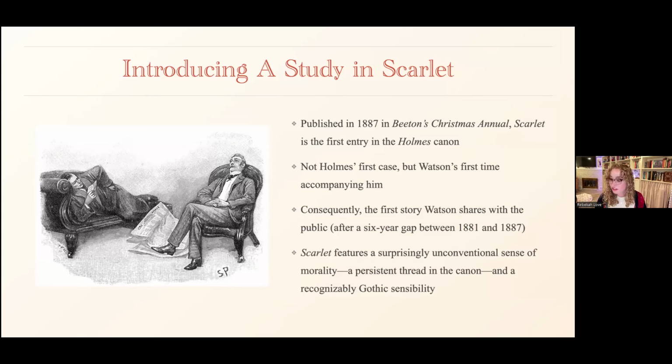For those expecting a rigid adherence to Victorian norms, Scarlet has a surprisingly unconventional sense of morality, which will be a persistent thread throughout the canon, and a recognizably Gothic sensibility, both of which I'm attributing to a mixture of Doyle's interest in the mode. He had written a few short stories dabbling in the Gothic before this point, and an example of Watson's influence over the narrative, which is supported by several comments Holmes will make about Watson's writing choices throughout the canon.